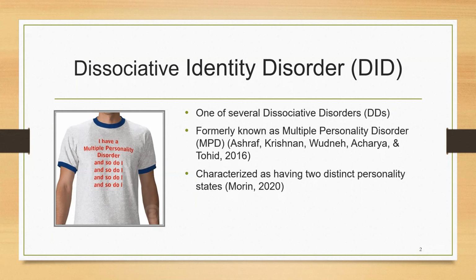Dissociative identity disorder, or DID, is one of several dissociative disorders. Dissociation is defined as a lack of normal integration of thoughts, feelings, and experiences into consciousness and memory. DID is considered the most complex of the dissociative disorders and was formerly known as multiple personality disorder. DID is characterized as having two distinct personality states.